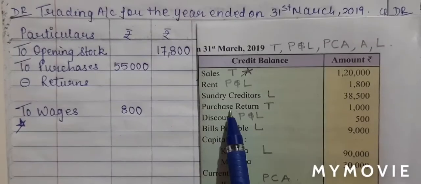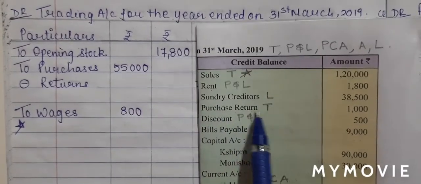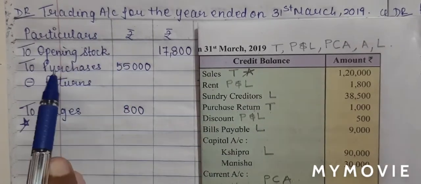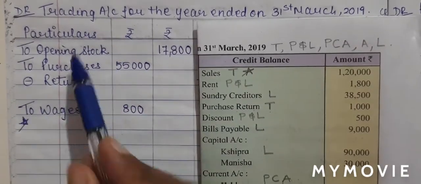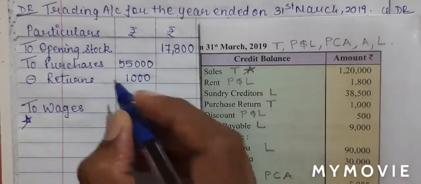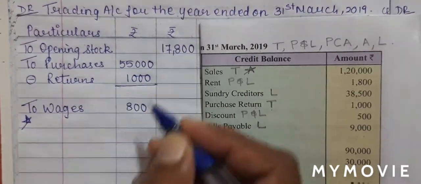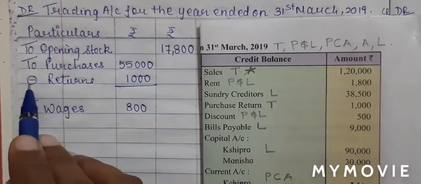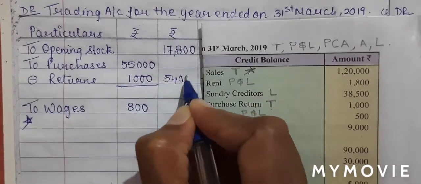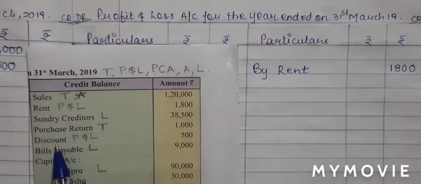38,500. Next is purchase return, which will be written in my trading account. So trading account debit side, I've already written purchase return. So I'll write it in the inner column 1000. Now students have completed this table. So I can do my calculation. 55,000 minus 1000 will give me 54,000 in the outer column.